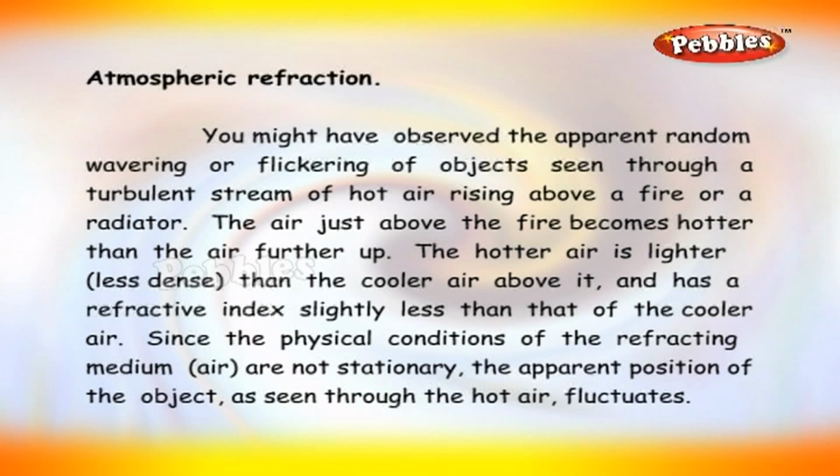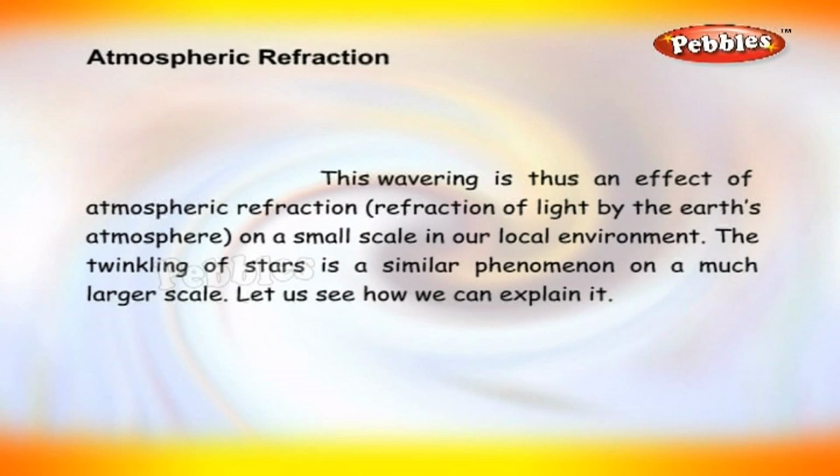The air just above the fire becomes hotter than the air further up. The hotter air is lighter than the cooler air above it and has a refractive index slightly less than that of the cooler air. Since the physical conditions of the refracting medium are not stationary, the apparent position of the object as seen through the hot air fluctuates. This wavering is thus an effect of atmospheric refraction on a small scale in our local environment.